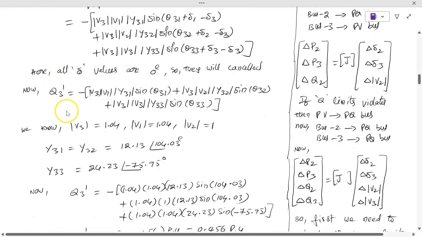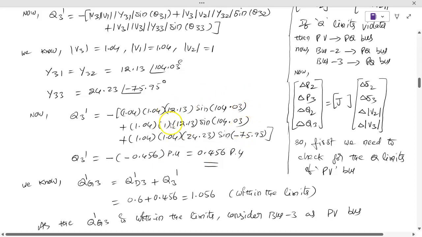Okay, now we know the values: V3 for the PV bus is given as 1.04, V1 for the slack bus is also given as 1.04, and V2, as per the flat voltage profile, is 1. Now we have already calculated the Y bus matrix values. The off diagonal element is 12.13 at an angle of 104.03, and the diagonal element is 24.23 at an angle of minus 75.95. So substitute all the values. Finally we will get this value for Q3^(1), the Q value of bus 3 after the first iteration.